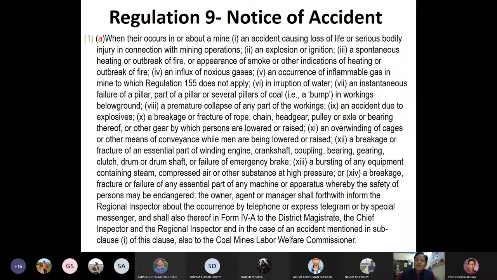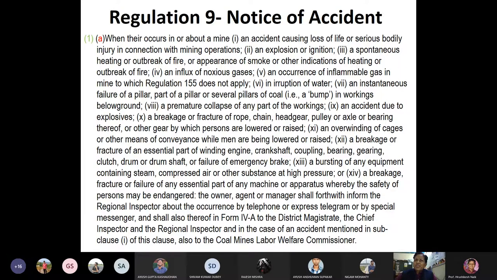And the chief inspector of the mines and the regional inspector of the mines will also be informed about the accident, and a copy of this form IVA will also be submitted to the chief inspector of the mines in DGMS, Director General Mine Safety, and the regional inspector located in your mining area. And in the case of an accident in your mines, you also have to report to the coal mines labour welfare commissioner.